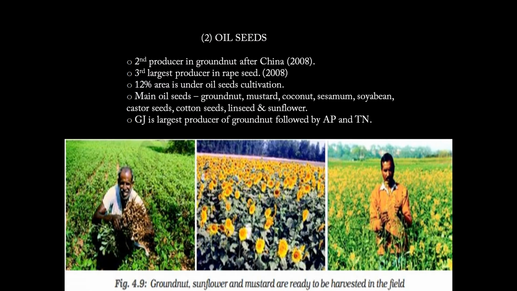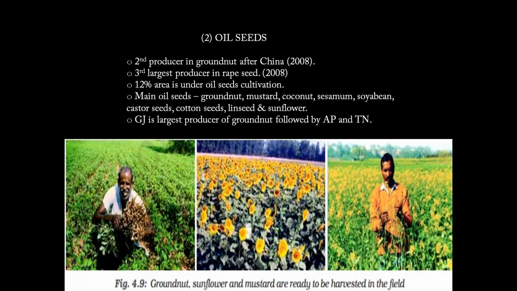Next, oil seeds. There are some seeds which we crush to get oil, edible oil, isn't it? So India is the second producer in groundnut after China. China stands first again. This is the data of 2008. And India is the third largest producer in rapeseed, 2008. If you talk about the cultivation area, out of 100%, 12% area is under the cultivation of oil seeds. It is that much important. From this you will understand this.